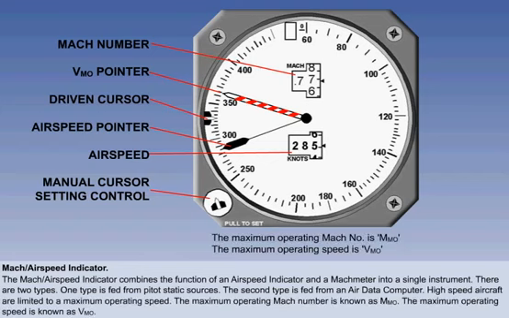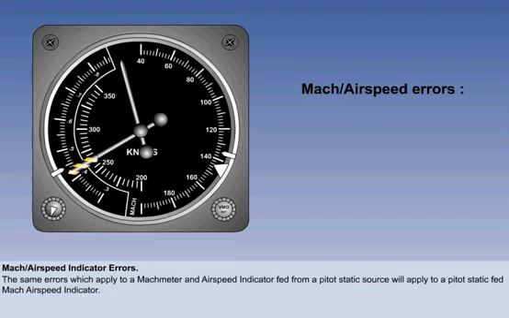High-speed aircraft are limited to a maximum operating speed. The maximum operating Mach number is known as MMO. The maximum operating speed is known as VMO. Where the Mach airspeed indicator uses pitot-static sources, the basic principles of both the airspeed indicator and the Machmeter still apply, and the combined instrument will have the errors of both the Machmeter and the airspeed indicator.